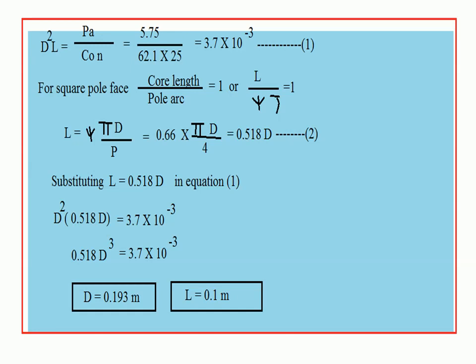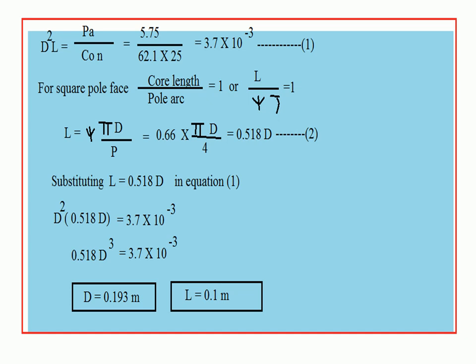Then one thing you have to remember, the given problem is using a square pole face, which means core length divided by pole arc equal to 1. By using this relation, xi, the ratio of pole arc to pole pitch, and tau, the pole pitch, we get pole arc equal to 0.66 times pole pitch. Diameter we don't know, keep as it is. Number of poles is 4. We are going to get the second relation. You have to remember only this: L equal to this value for square pole face.